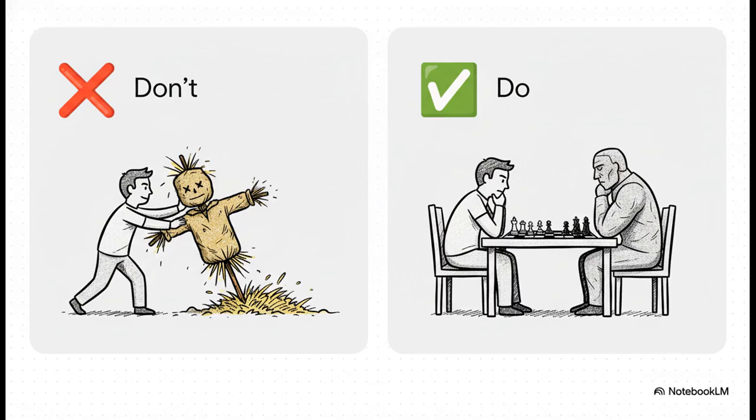And finally, you got to avoid what's called the straw man fallacy. This is where you invent a really exaggerated, easy-to-defeat version of your opponent's argument. Don't do that. Engage with their strongest point. Beating a caricature doesn't prove anything about your own argument's strength.